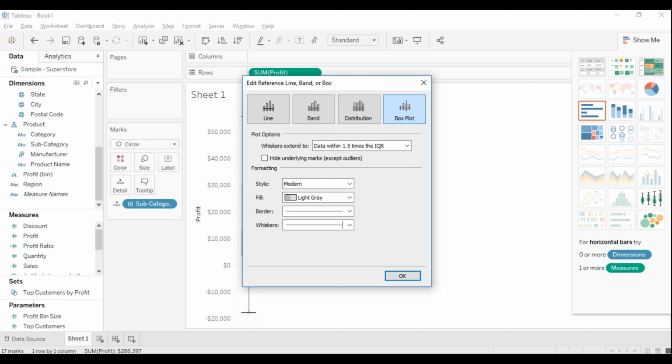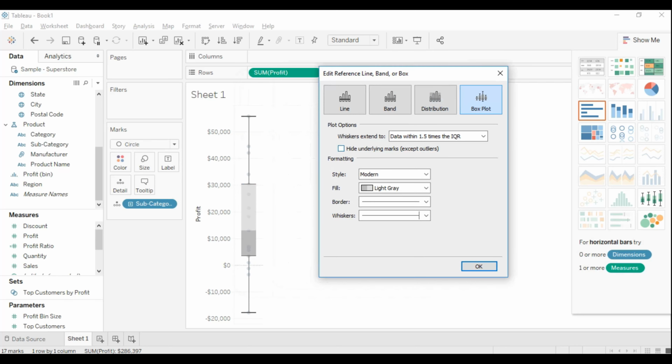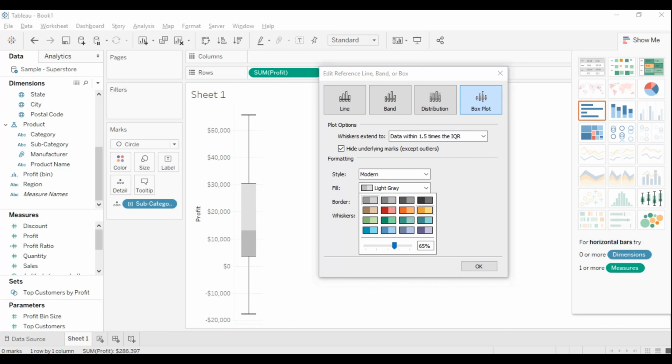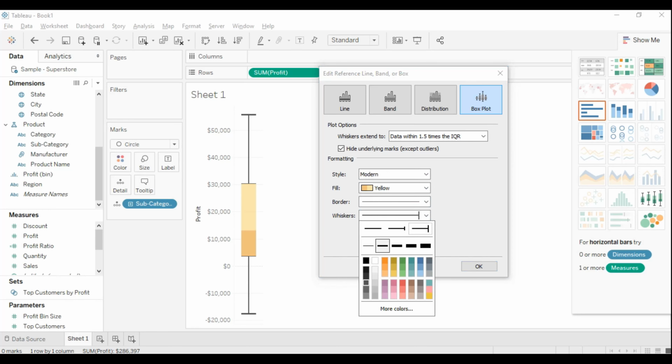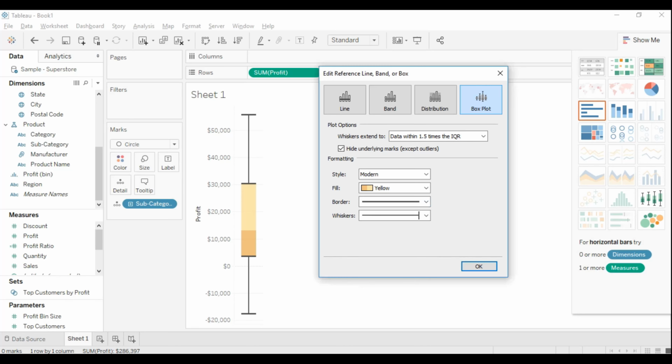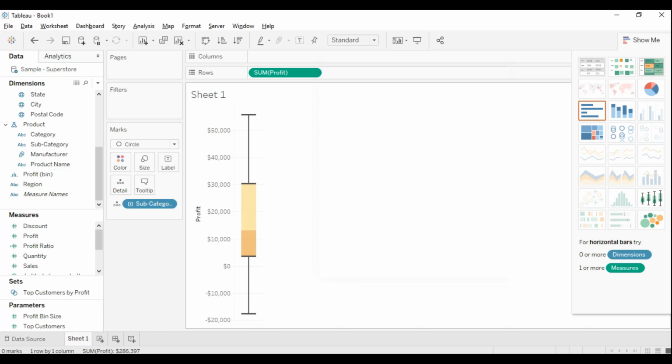This works effectively. I would hide underlying marks. Look at it here, we got some marks, so I would hide them. I don't want data points, I just want to understand the distribution. This should work. And then fill whatever color we want to use, we can choose it. This is the color that we want to choose. And then the style, modern, classic, you can choose whichever. Modern works better. Borders. Cool, this works effectively. So this is the idea.